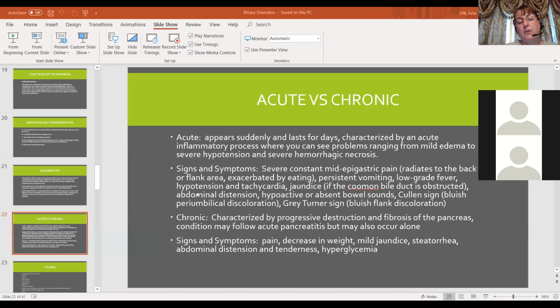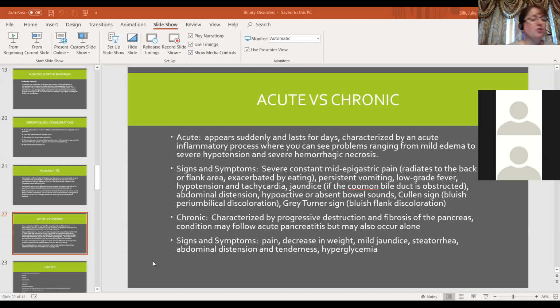So anyway, those are some of those signs and symptoms of acute. And then with chronic, you're going to get signs that are more similar to some of the liver stuff that we saw. So think this person's had this for a while. You'll still see pain, but it's not going to be the same type of pain. It's going to feel a little bit different. They're going to have a decrease in weight. They can have jaundice. They're going to have the fatty stools, abdominal distension, and they're going to have issues with their blood sugar because this is showing that their pancreas is not working right. So they're having high blood sugars.